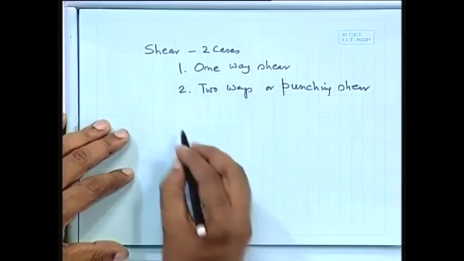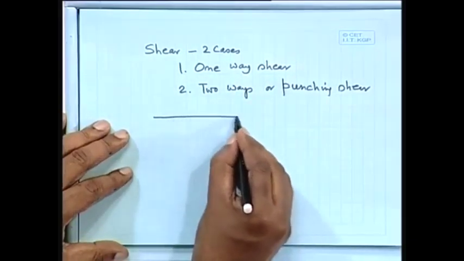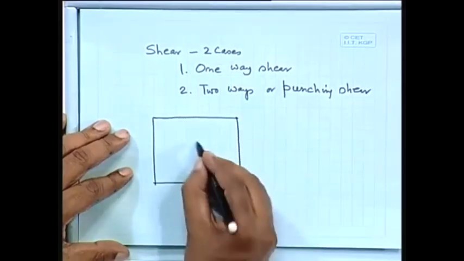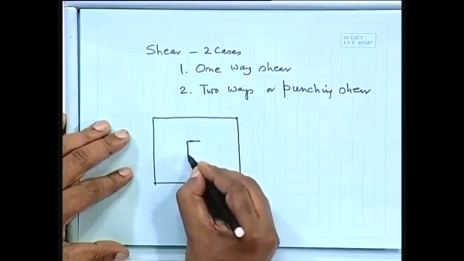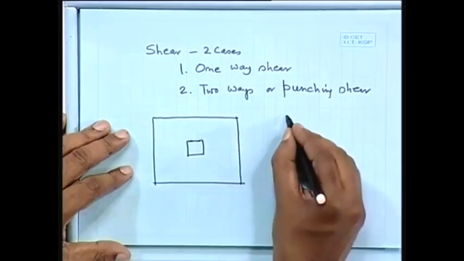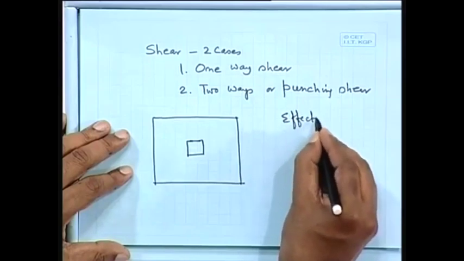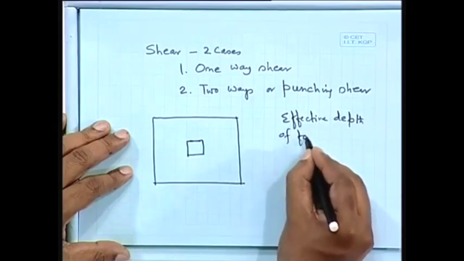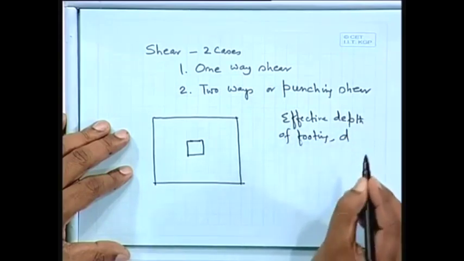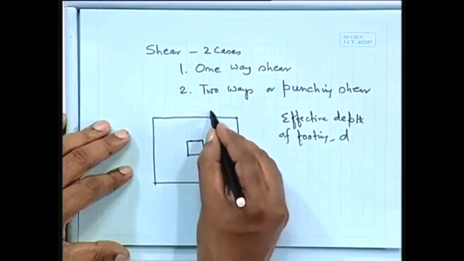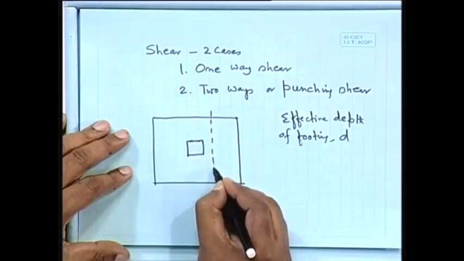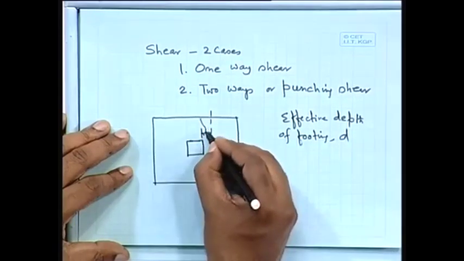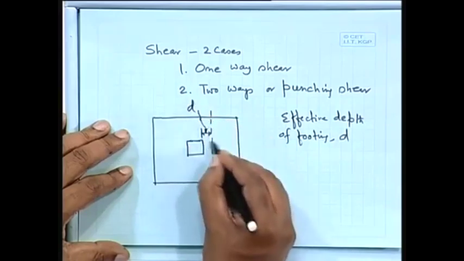What about this one way shear? One way shear means, if this is the column position, and the effective depth of the footing is D, then we have to take a section at a distance D. So, this is your D.